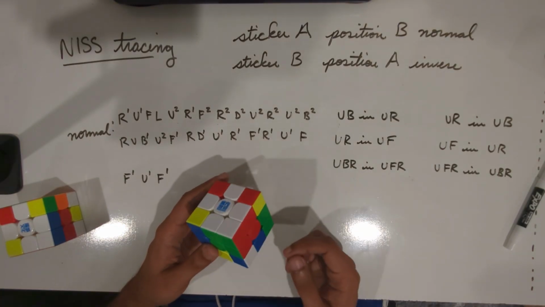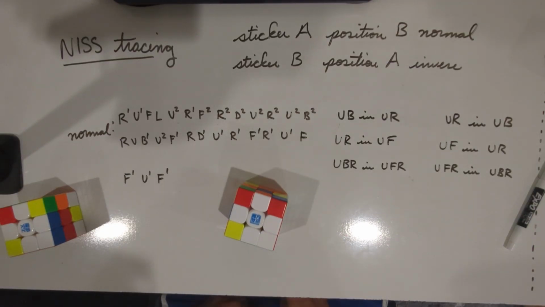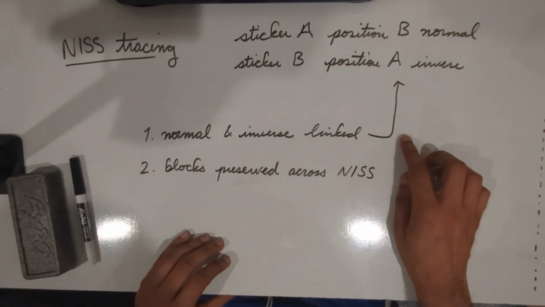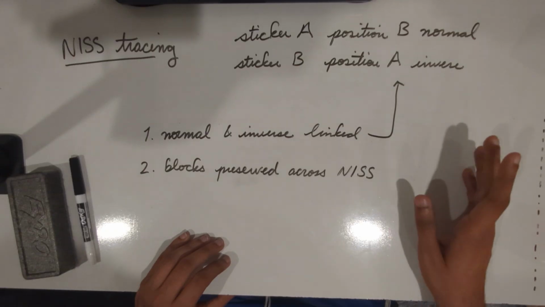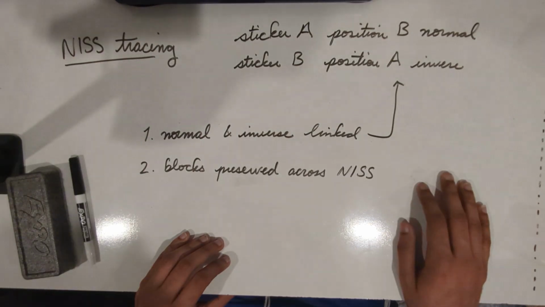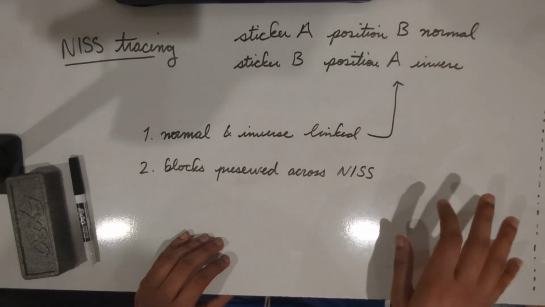So that means that we only need to do one single U move, and we end up with the whole 2x2x2 solved. So there are two key takeaways from this exercise. One is that the normal and the inverse scrambles are innately linked, but instead of just the pieces being random, the locations on one side tell you exactly where they're going to be on the other, just by using this little trick. The second thing is that blocks actually get preserved across NISS, as we just demonstrated.